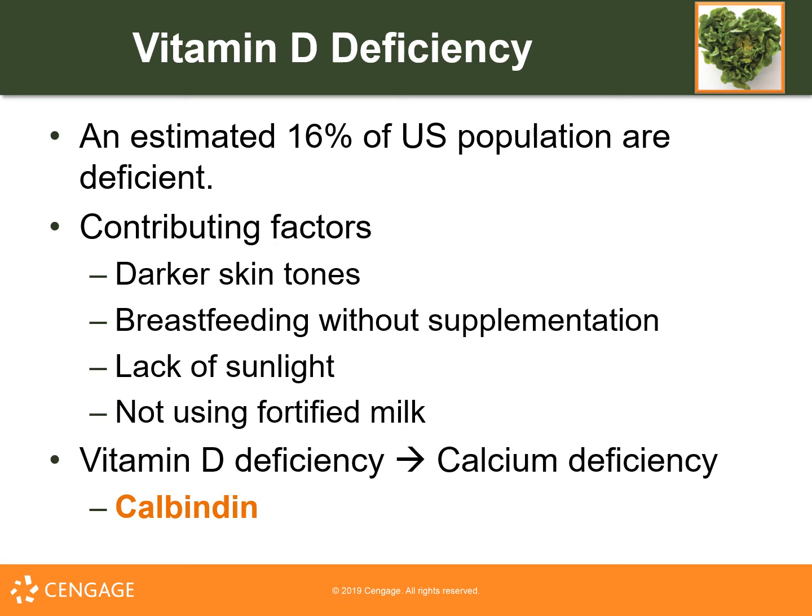Vitamin D deficiency can lead to a calcium deficiency, and that's because of calbindin. So calbindin helps calcium be absorbed. Calbindin needs vitamin D in order to be synthesized or created. Without calbindin, calcium can go through the GI tract unabsorbed. Therefore, if you are deficient in vitamin D and cannot make calbindin, you can create a calcium deficiency. So a very simplified way to put it is that if you don't have enough vitamin D, you can't make calbindin, and then calcium does not get absorbed.